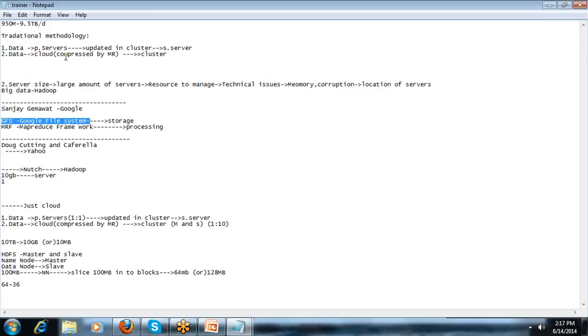Once he produced the paper, there were 2 persons called Doug Cutting and Mike Cafarella from Yahoo. They felt this was a huge process where we cannot do so many things. So they came up with one single paper. They combined both concepts, Google File System and MapReduce Framework, and introduced a paper called Nutch. He gave the name Nutch because of his wife, whose name is Nutch. It's a combination of both GFS and MRF.